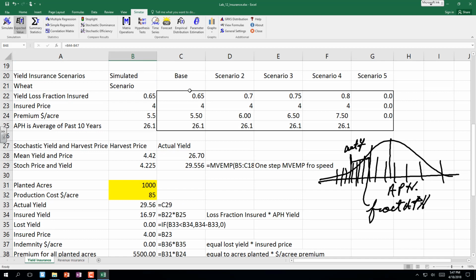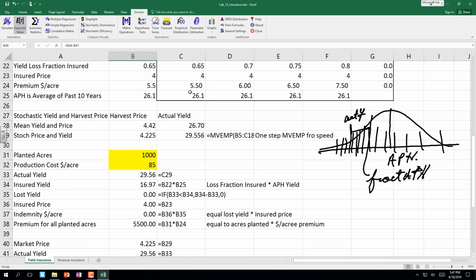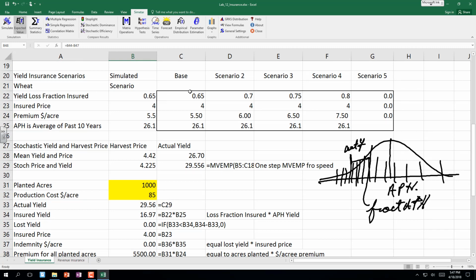Brad, how many scenarios are we going to run? Wait, Brad's not here. What happened? Yeah, that's going to pick on him tonight. Okay. Who else can I pick?